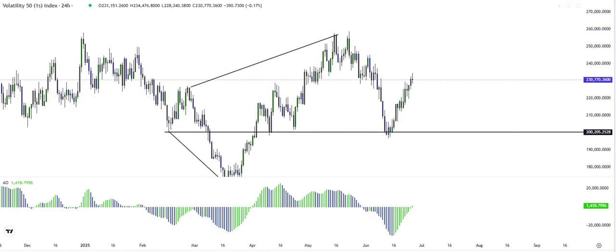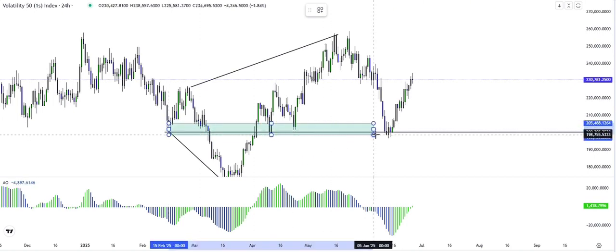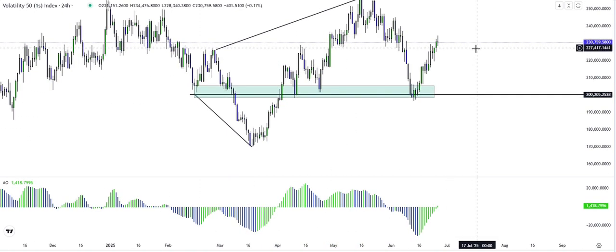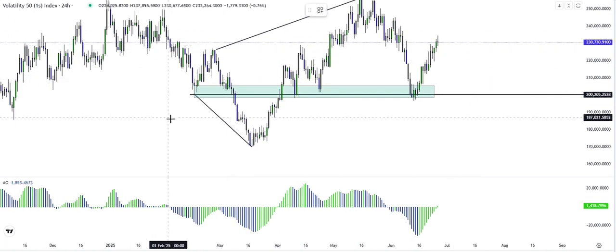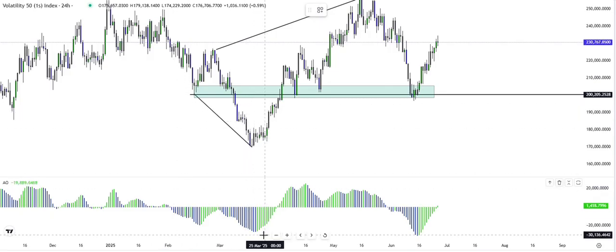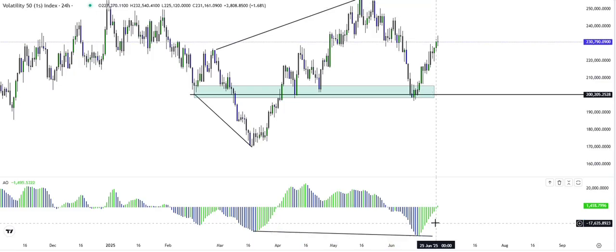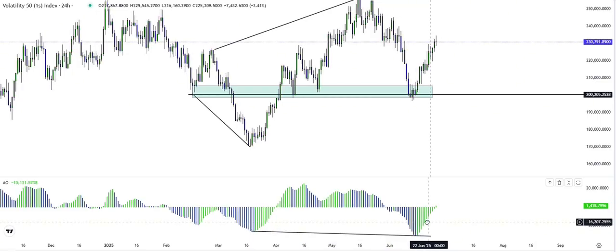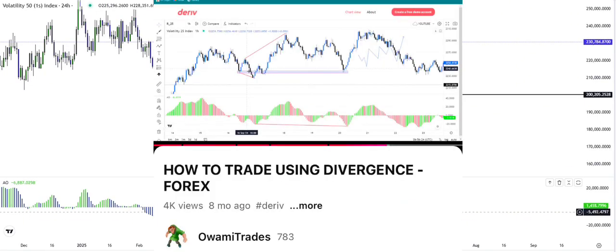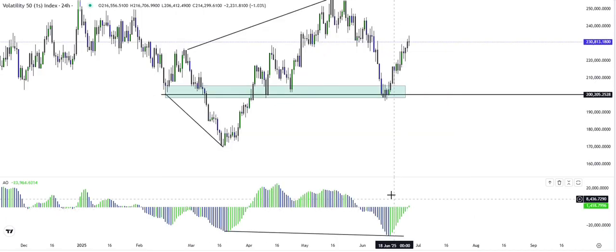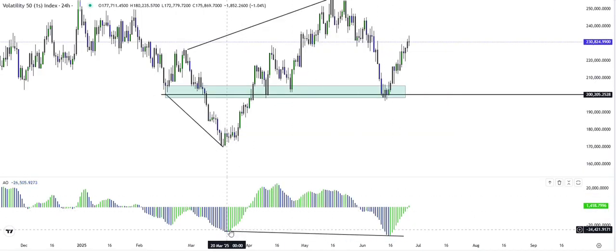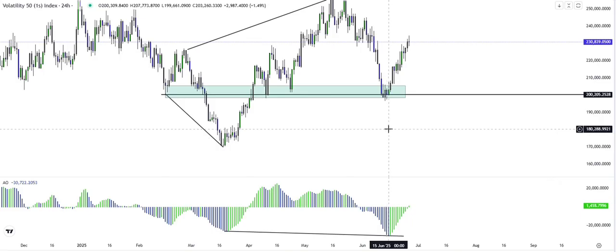As you see that, and then from there we have this whole zone, the QM zone. Another thing, you can't enter if you can't find a divergence. As you can see here, we have what is called hidden divergence. So I've shared in my previous videos the two different types of divergence: hidden divergence and regular divergence. And in this case, we have hidden divergence.